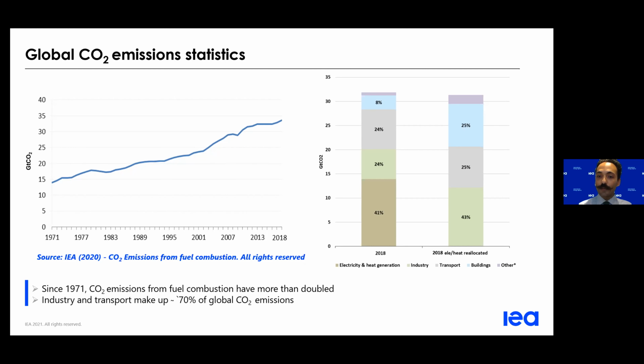However, disaggregated energy data enables us to allocate the power generation emissions to the end sectors, and as such have a better understanding of the real drivers of CO2 emissions. This is evident on the column on the right. And as you can see, after such allocation to the end sectors, transport and industry together correspond to about 70% of the global CO2 emissions from fuel combustion.